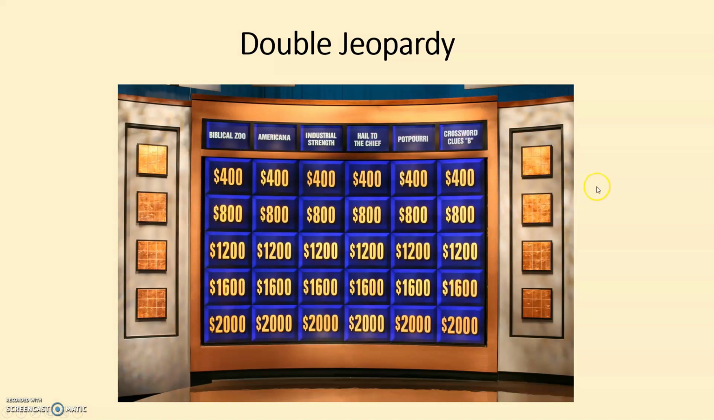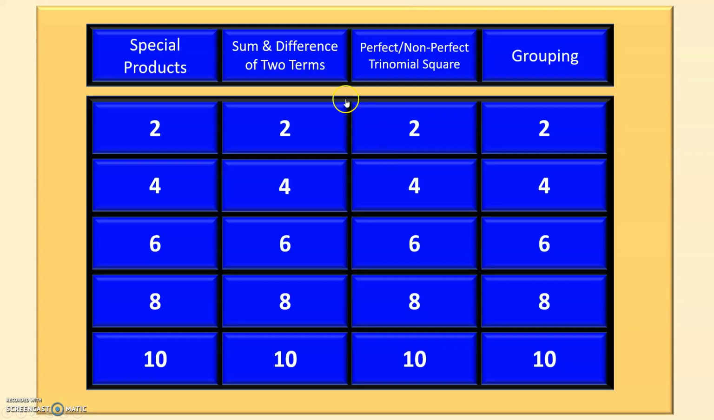Okay, so what we did during the preparation for the training, we localized this game show. As you can see here, we have 4 categories: special products, sum and difference of 2 terms, perfect and non-perfect square trinomial, and of course, factoring by grouping. And then these numbers correspond to the points. Okay? Like in the game show, the higher the points, the harder the question.